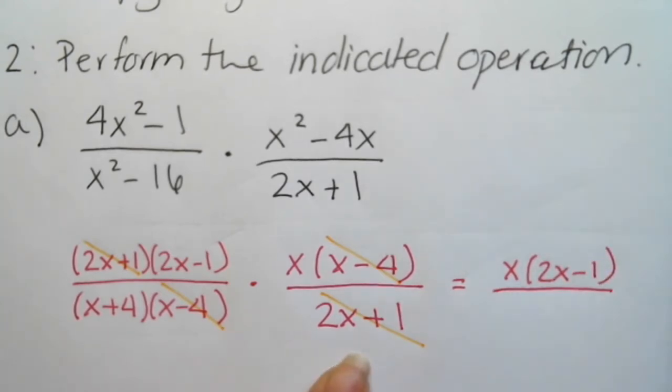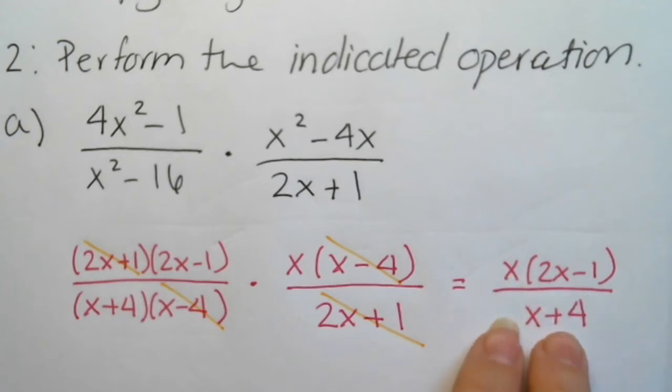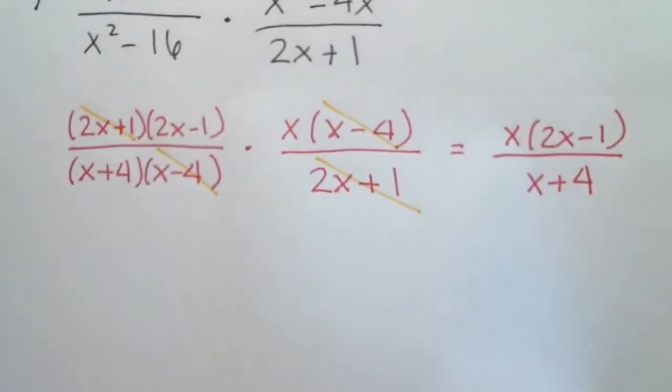Okay, and in the denominator, because both of these are canceled, all we have is x plus 4. Okay. Now, you can multiply this out if you want to, but I'm not really looking for that. So on the quiz and on the test, to save time, I encourage you guys to leave your answer in the factored form here. Okay. Let's look at another example of this.